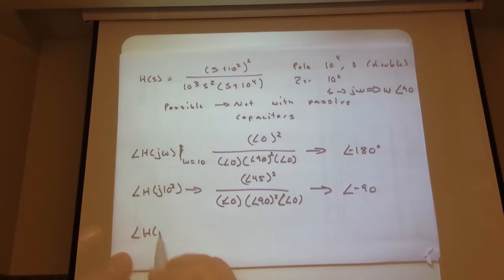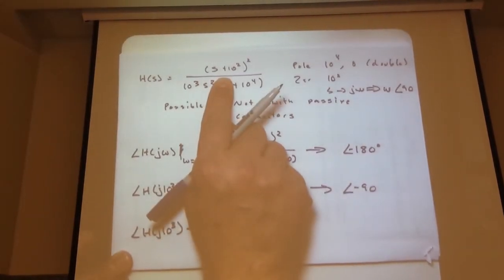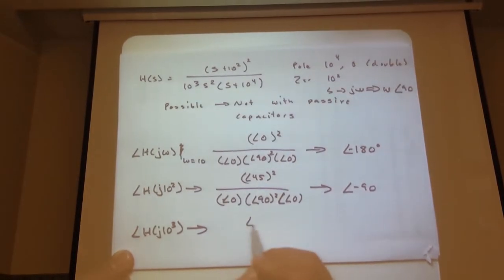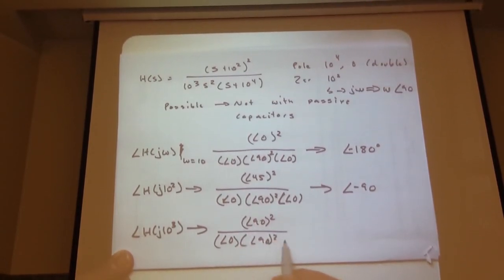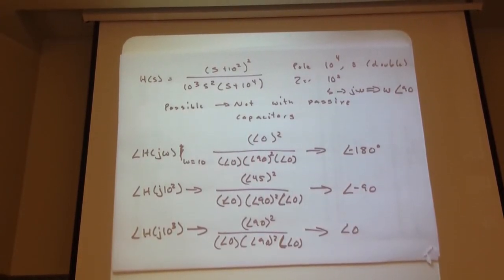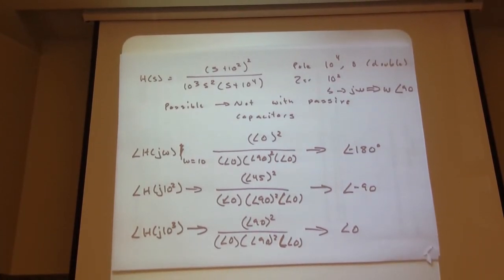Angle of H of J 10 to the 3. What's this angle now? Approximately, what is this angle? 90. Angle 90 squared. Angle 0. What's that? That's angle 0. We also crossed the pole. We also crossed a 0. Where was our 0? It was at 10 to the 2.